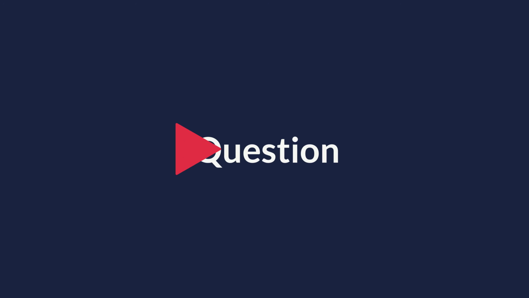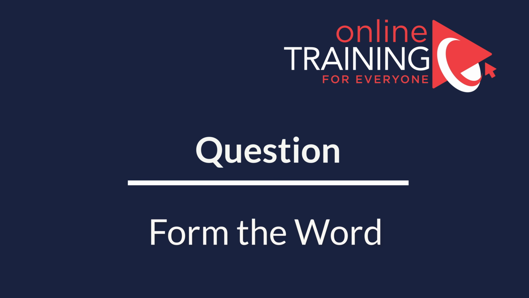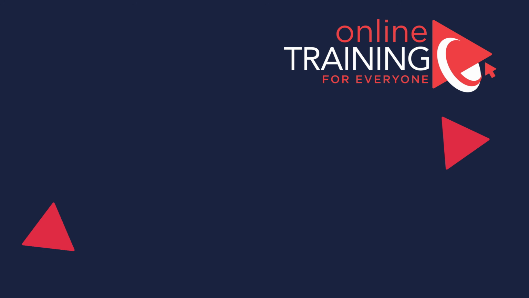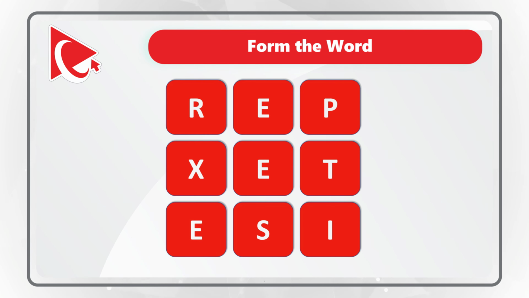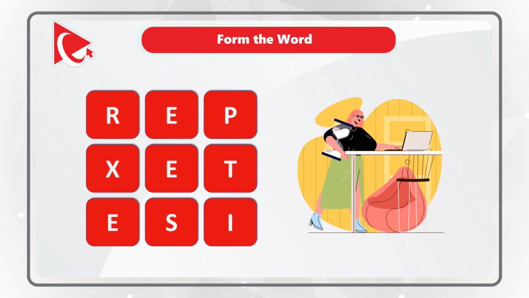Very frequently, you might get tested on how quickly you can form the words using letters of the English alphabet. In our case, you're presented with 9 letters, and you need to form the word using all the letters only once. The letters are R, E, P, X, E, T, E, S, I. Do you see the word? Give yourself a little bit of time, maybe 10 to 15 seconds, to see if you can answer the question.